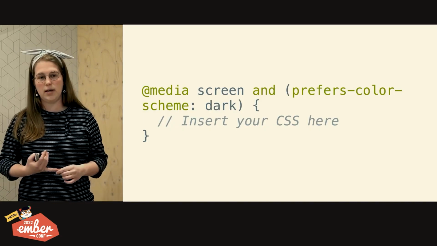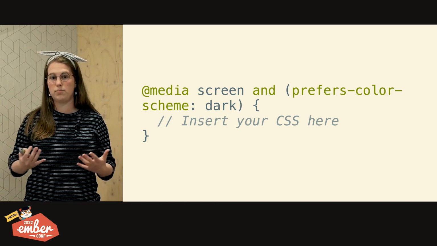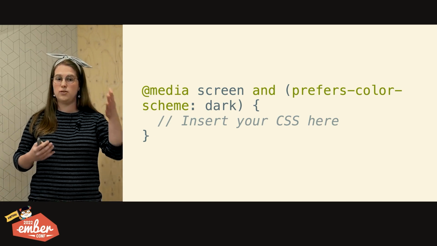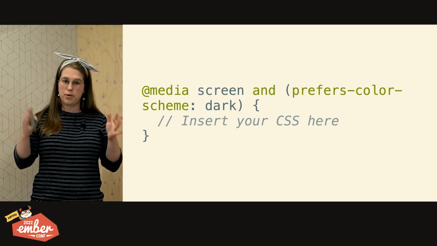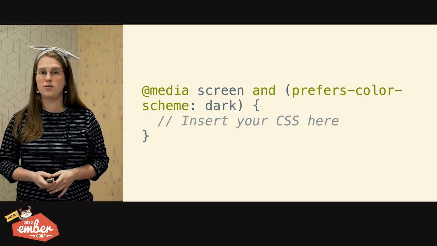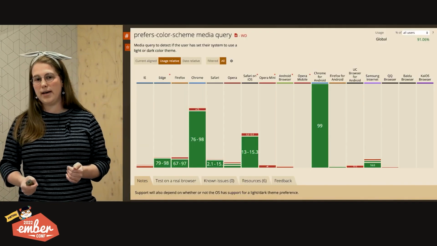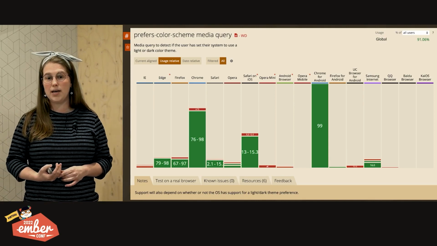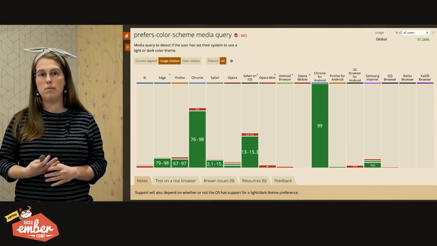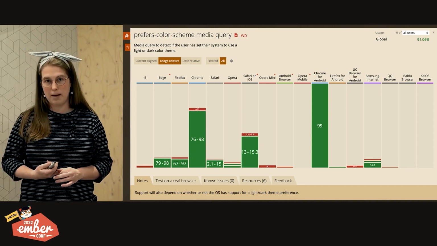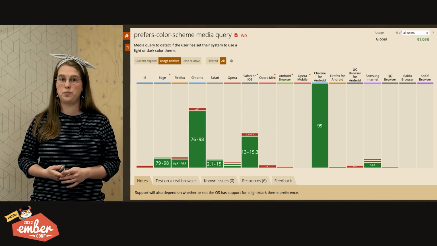It will look like this if you actually want to listen to the dark preference. Add media screen, and to make sure that we use them both, prefers-color-scheme: dark. Time to insert your CSS. But before we do that, let's look at how browsers support this, and luckily it's a lot. This is the usage relative, so we see that most of our users will probably be able to actually use this feature the way we intend to.